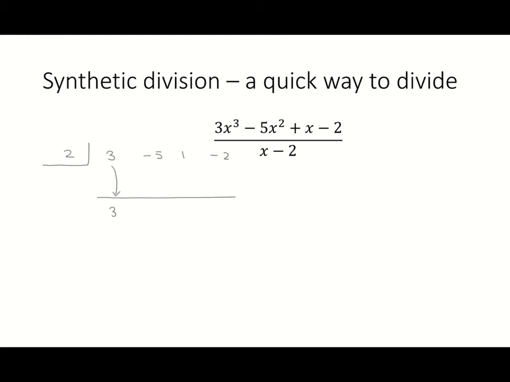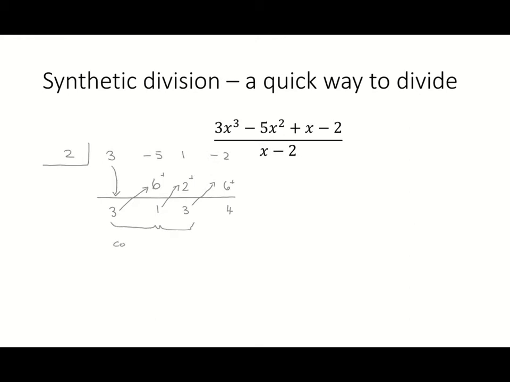Next up, we're going to multiply 3 by the number that's in the box, and we're going to write it there. So 3 twos is 6. Then we're going to add negative 5 and 6, and we'll get 1. We're just now going to repeat what we've just done. We're going to multiply 1 by 2, and that goes there. Then we're going to add those two, which will give us 3. We're going to multiply 3 by 2 and get 6 and put it there and add, and we will get 4.